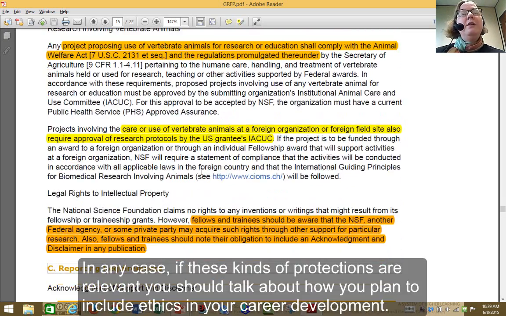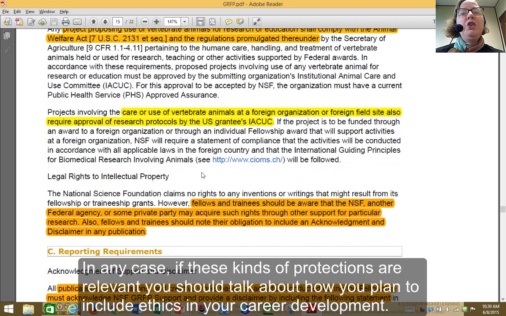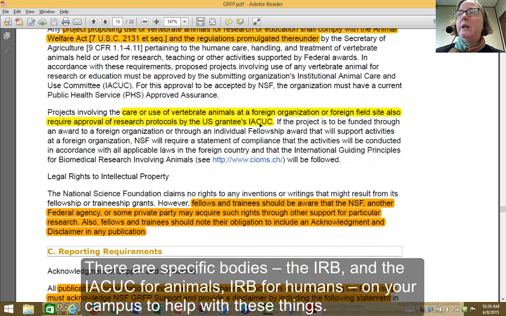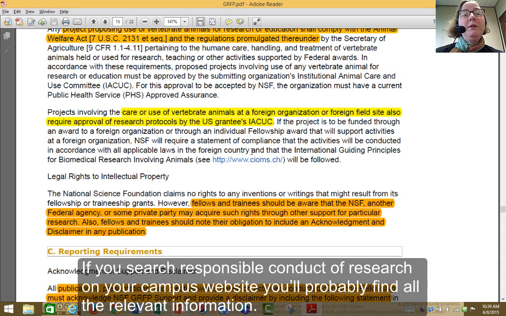In any case, if these kinds of protections are relevant, you should talk about how you plan to include ethics in your career development. There are specific bodies, the IRB and the IACUC for animals, IRB for humans, on your campus that will help you with these things. If you search responsible conduct of research on your campus website, you'll probably find all the relevant information.